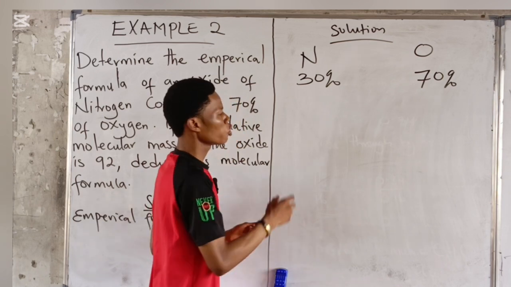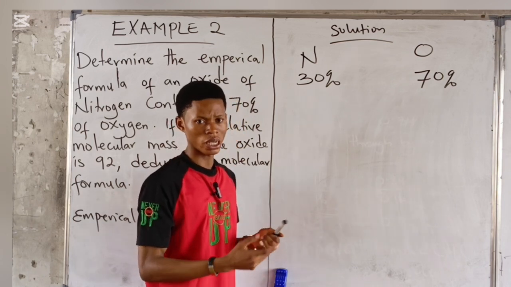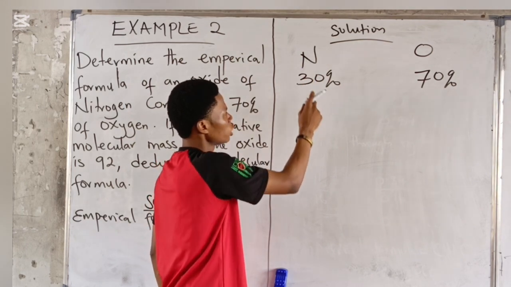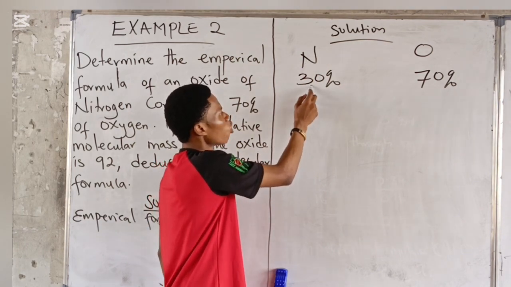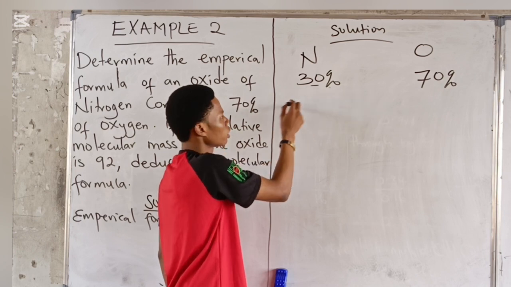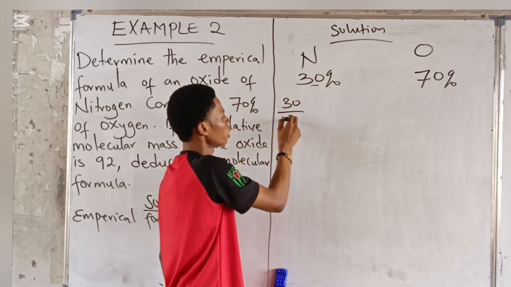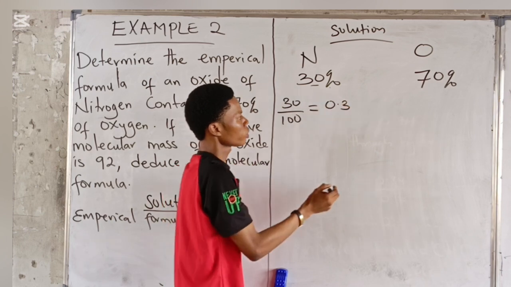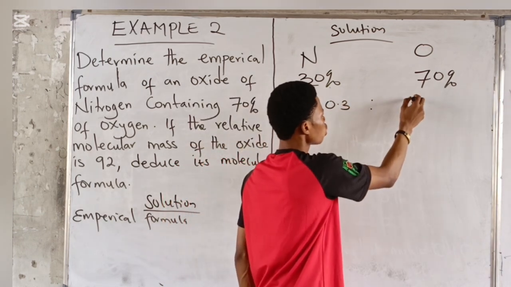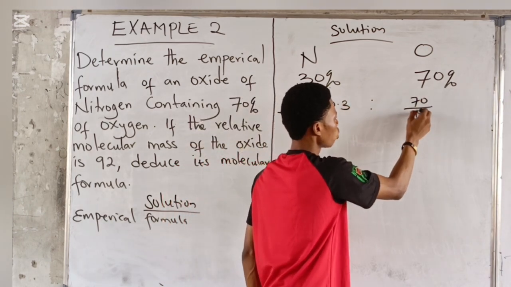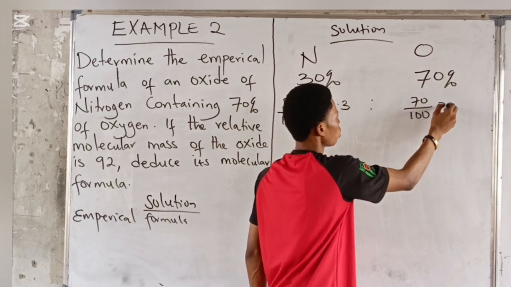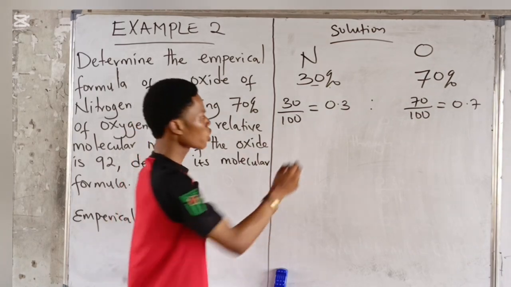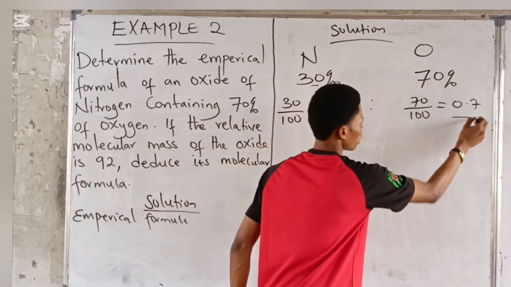Now the next thing is, percentage means over 100, right? So to get the mole, the number of mole of nitrogen here is 30 divided by 100, 30 over 100 because of percentage. That will give us what? 0.3, right? Now here, for oxygen, this will be 70 over 100 because of the percentage, which will give us what? 0.7. Good. So at this point, we have 0.3 and 0.7.